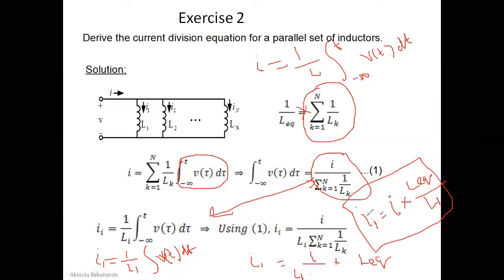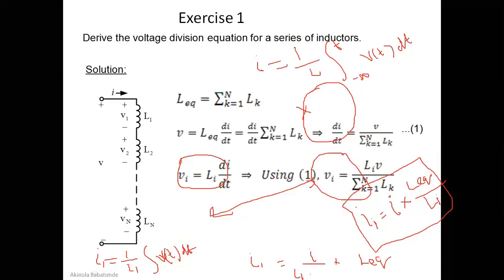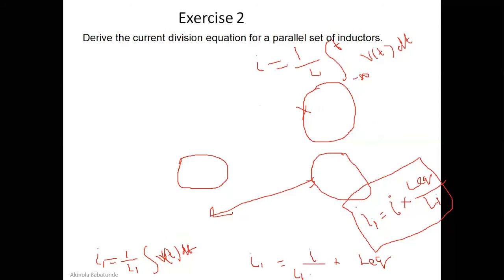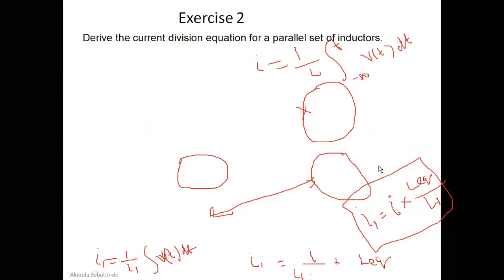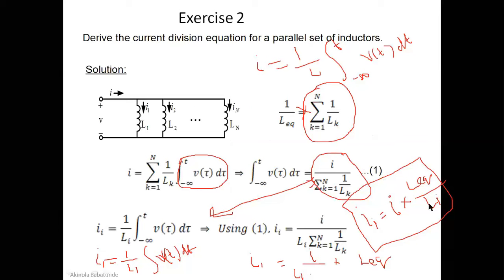So if you're using I here, you put it as I here. While if they are connected in series, if we scroll back a little, you will find out what we had was our voltage. We found our voltage Vi to be equal to the voltage source multiplied by Li divided by L equivalent. So for series connection, the L equivalent is at the denominator. For parallel connection, L equivalent is at the numerator.